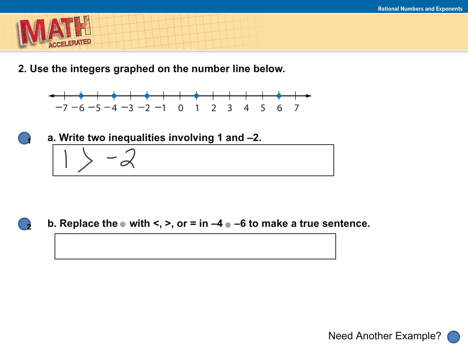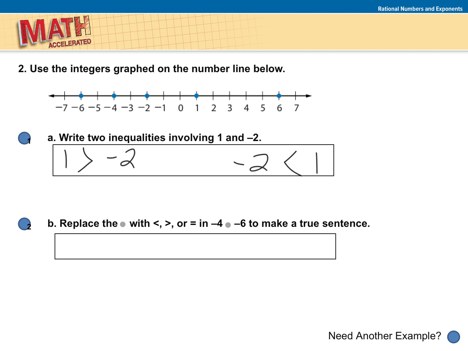Okay, let's write another one. I'm just going to flip the two numbers around. Which number is bigger? 1 is still bigger. So which way does it need to face? It still needs to eat 1. Good. So read this: negative 2 is less than 1. These are the same inequality, same numbers. They mean the same thing, just written differently. Do you agree? Yes.